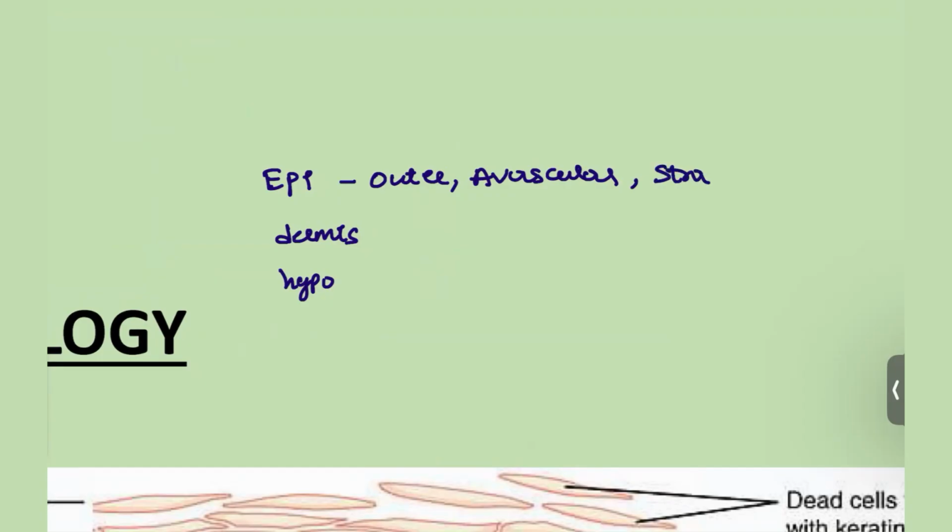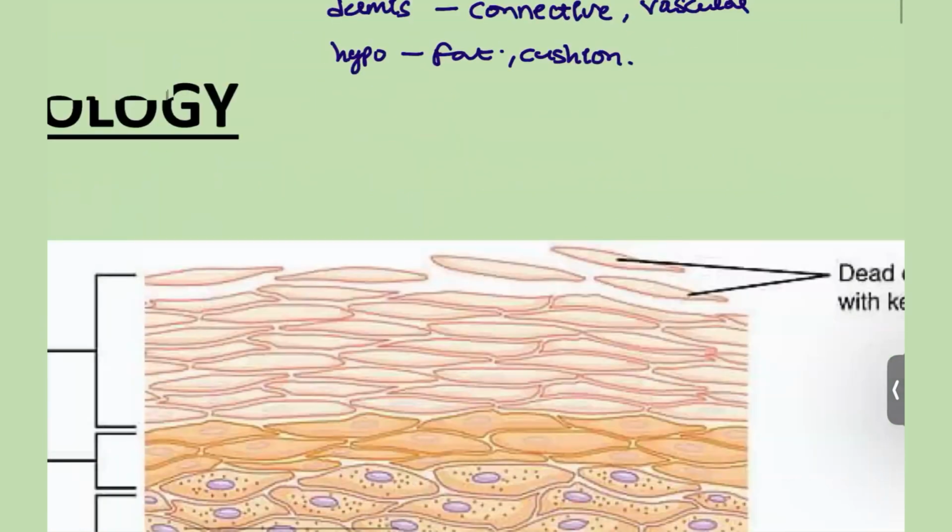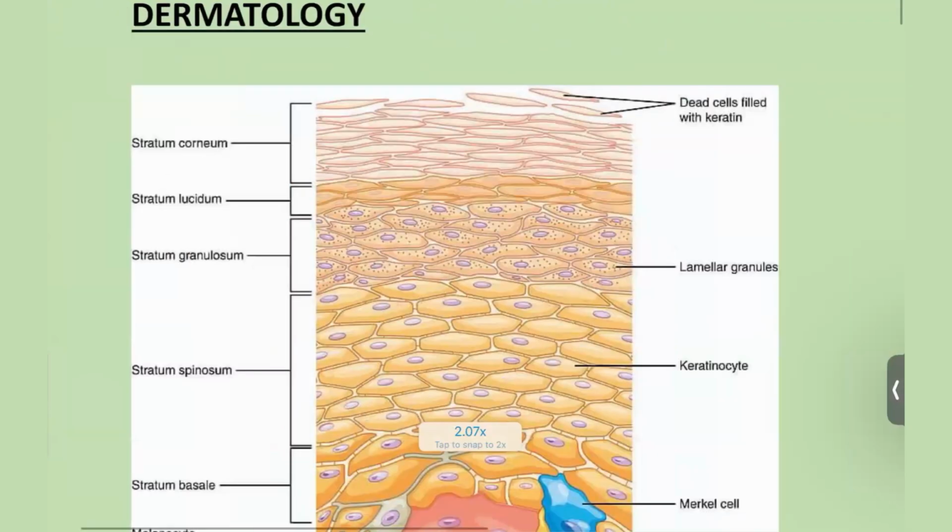Stratified squamous epithelium. Whereas the dermis mostly contains connective tissue, and vascular circulation will be present here. And the hypodermis is mostly fat and adipose tissue, and large vessels will be present. It acts as a cushion to all the uppermost layers. Then the epidermis is subdivided into many other layers.